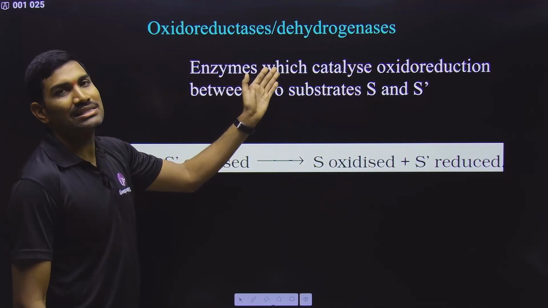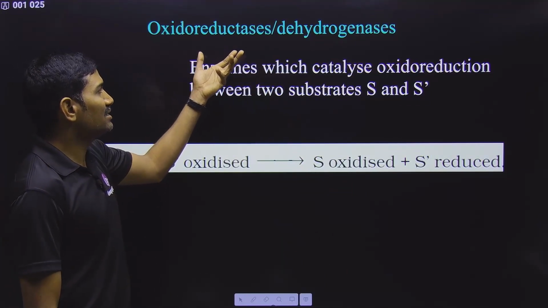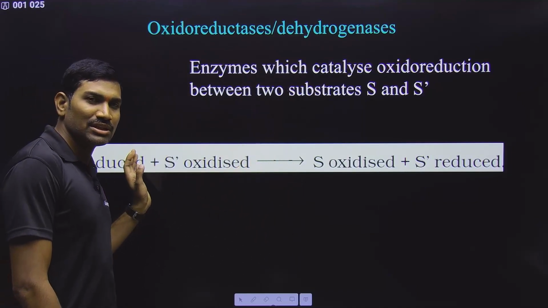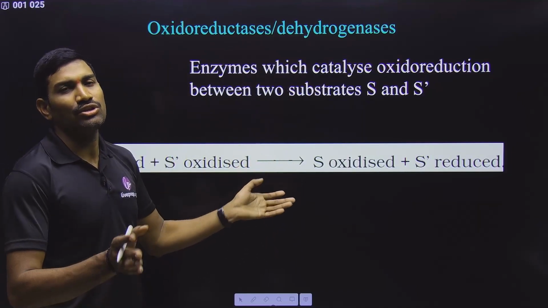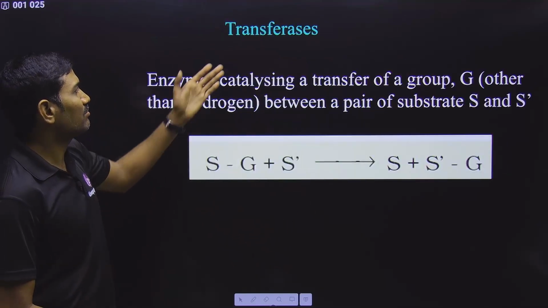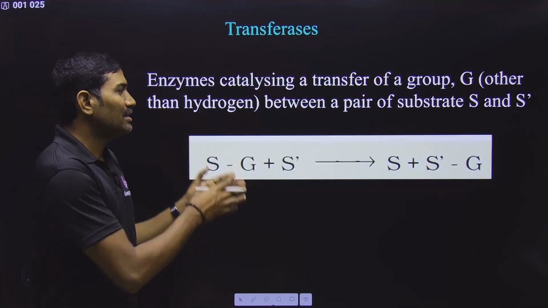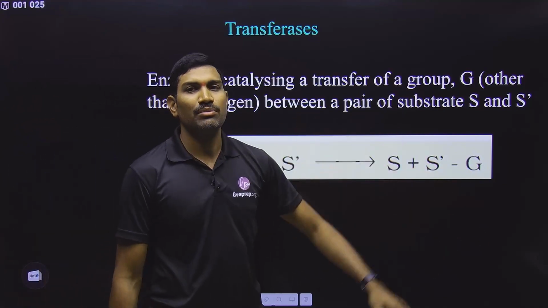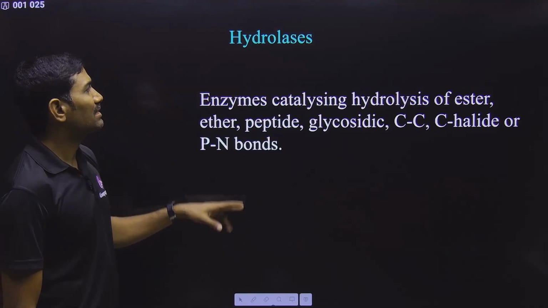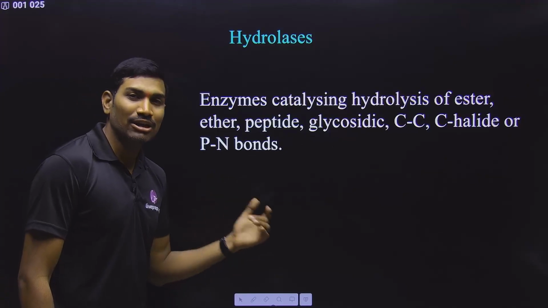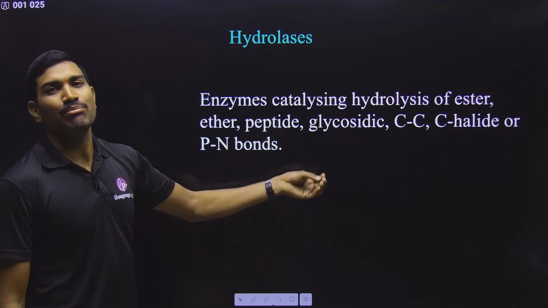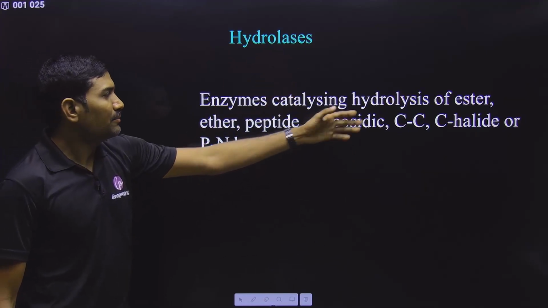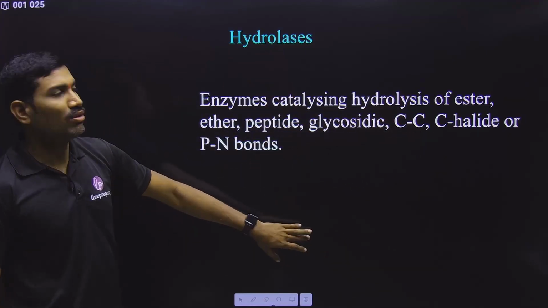First we will talk about class number 1. These are called oxidoreductases, also called dehydrogenases. Here what happens? One substrate will be oxidized, the other will be reduced. So in this way these reactions are taking place. In the case of transferases, some groups are transferred from one substrate to another substrate so that different products are formed. This is what the transferases are about. Next one is hydrolases. These enzymes break bonds with the involvement of a water molecule. So in this way they break different types of bonds.